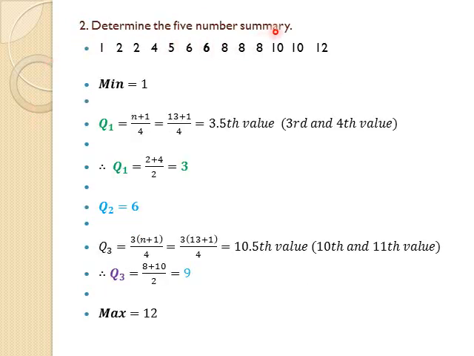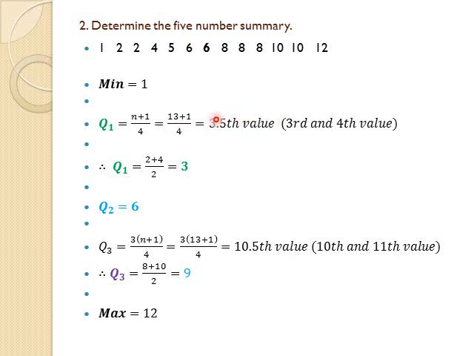Determine a 5-number summary. So whenever we say 5-number summary, we want the minimum, quartile 1, quartile 2, quartile 3, max. So minimum 1. Maximum 12. Quartile 1, n plus 1 divided by 4. So 13 plus 1 divided by 4 gives me 3.5.